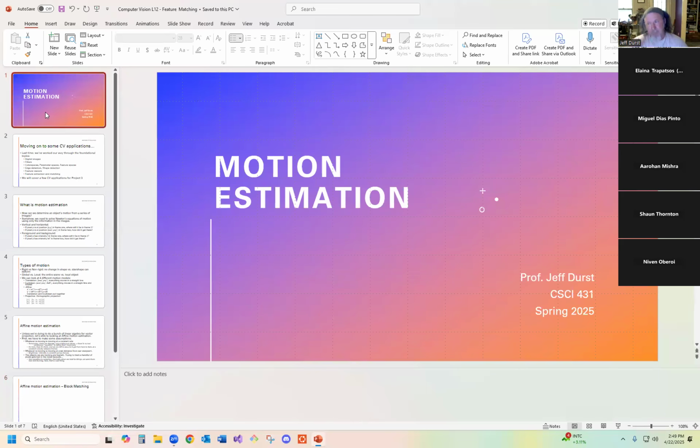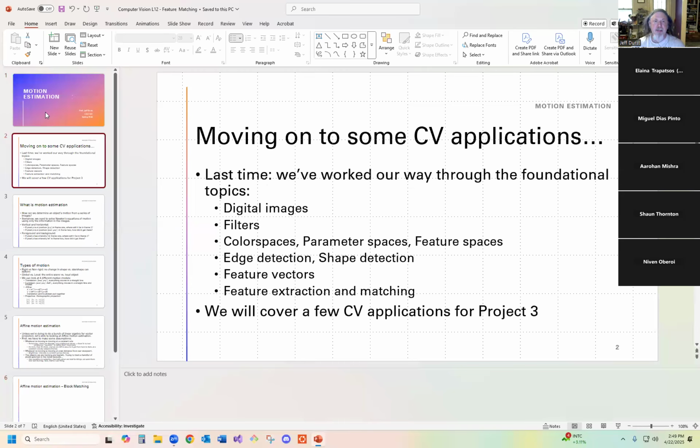So let me go back up to the top. All right. So, like I said, we're talking about motion estimation using computer vision. I mentioned we're going to cover those three topics for our project 3: motion estimation, structure from motion, and facial recognition. Like I said, we've worked through all of the foundational topics, and now we get to enjoy some more application stuff.